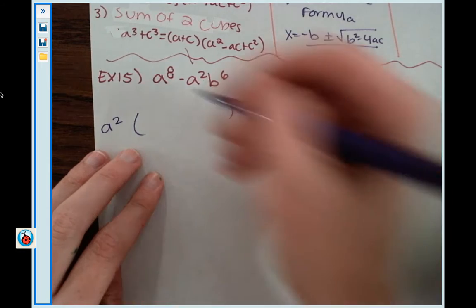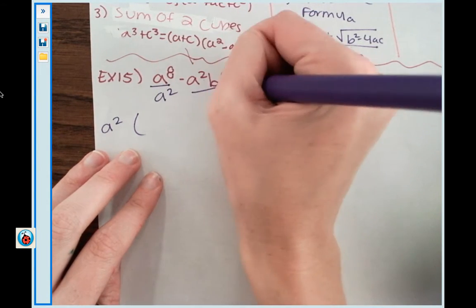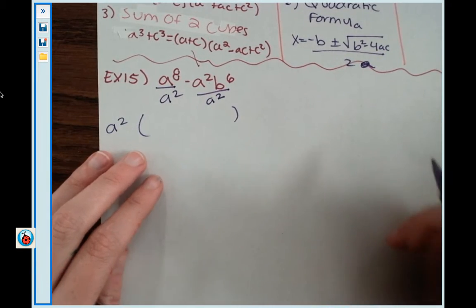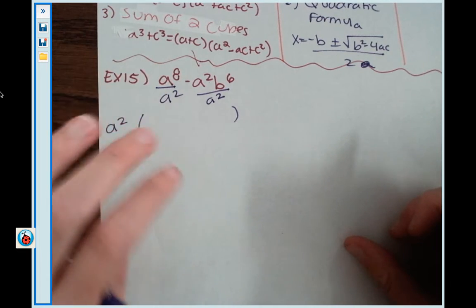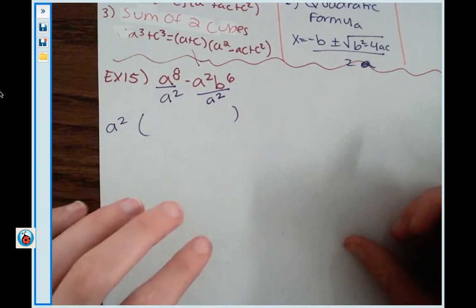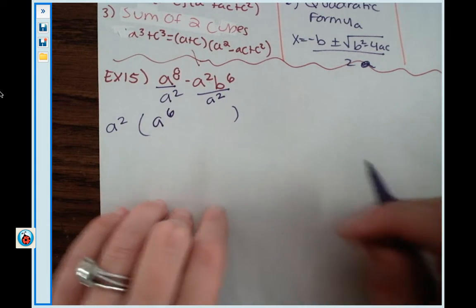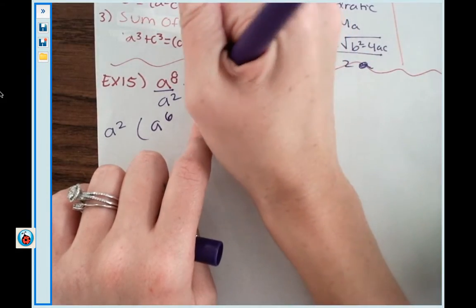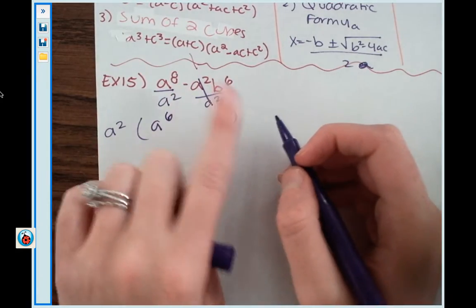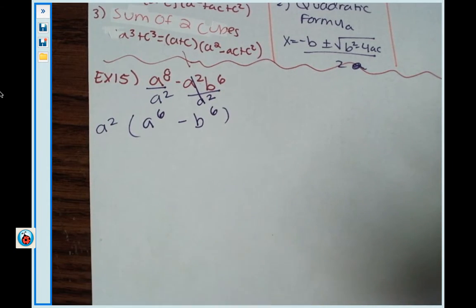All right, let's see what's left after we divide by the GCF. All right, guys, a to the 8th divided by a squared. Remember, if we have variables with exponents, we subtract the exponents. So 8 minus 2 is 6. So this is a to the 6th. And then over here, we have a squared divided by a squared, so those will cancel out, and we're left with a negative b to the 6th. Okay, so we did the GCF first. So this step was the GCF.